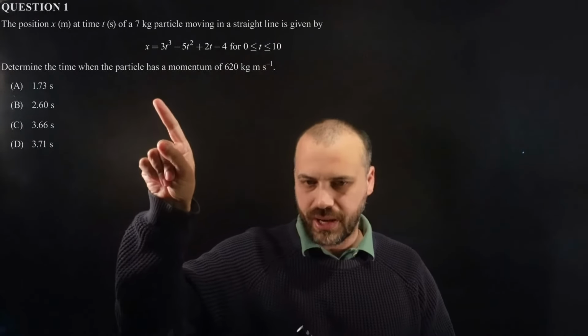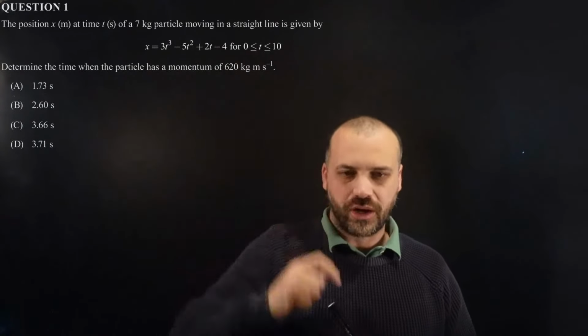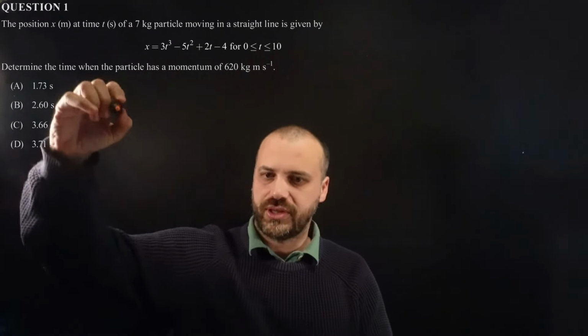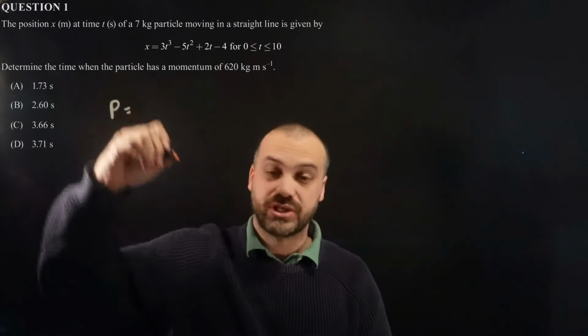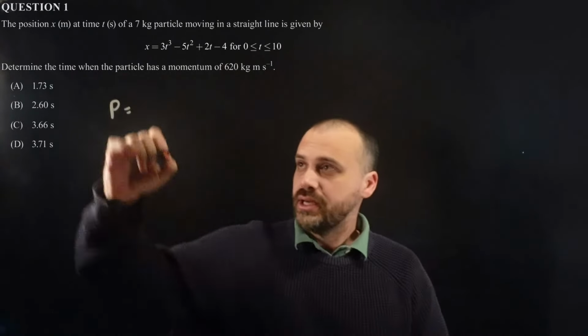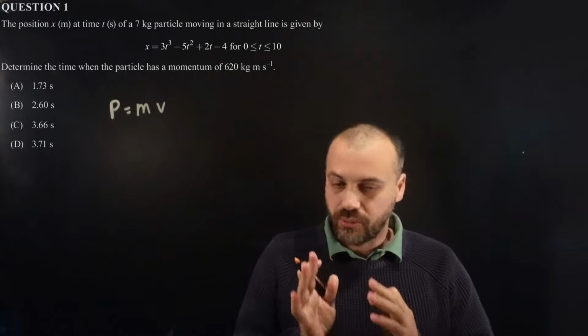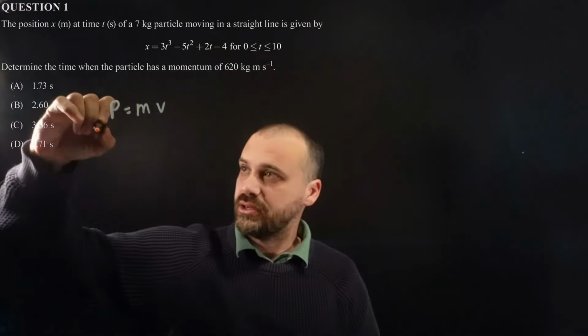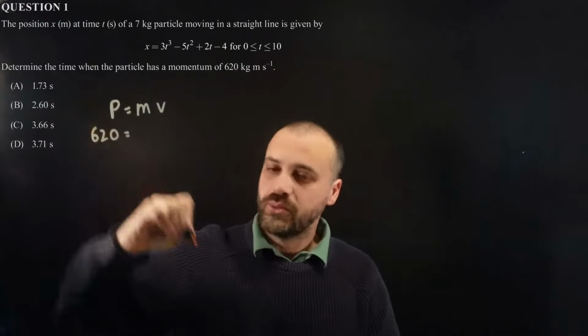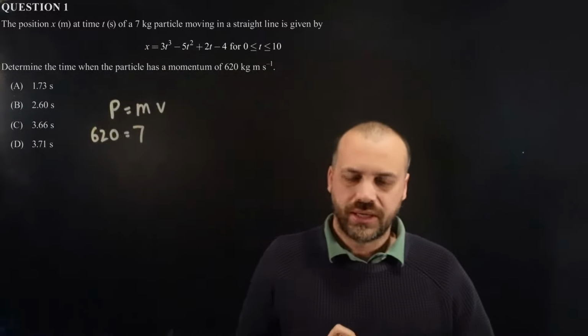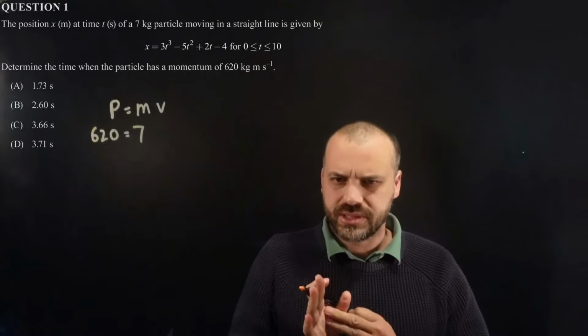Determine the time when the particle has a momentum of 620 kilograms. Now, momentum, we've got a formula for that. We can say momentum, which for some reason, let's use the letter P for it, is equal to mass times velocity. Now, we know the momentum, it's 620. We know the mass, 7 kilograms.